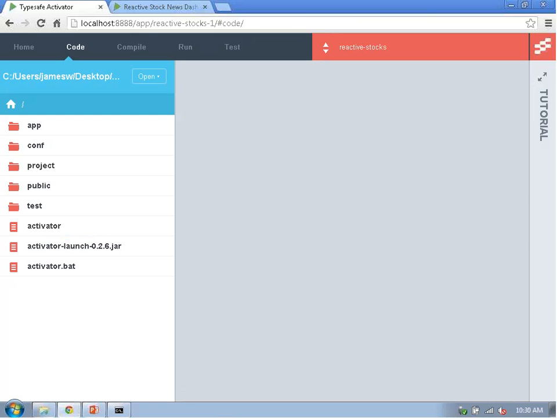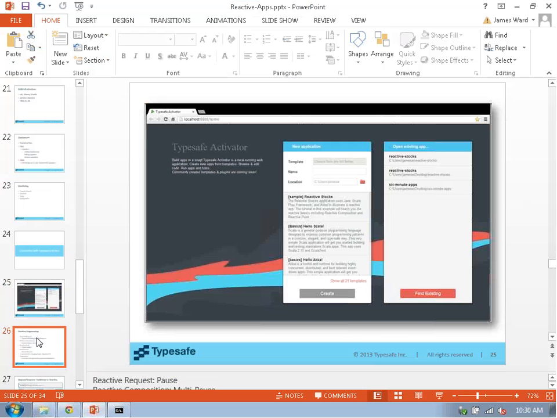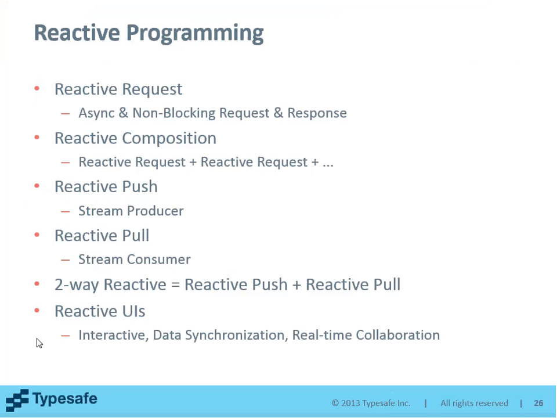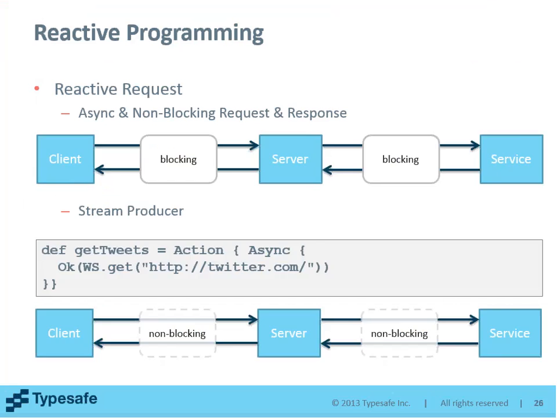So let's take a deeper look into this reactive application and see the different parts of this application that are reactive and how we actually implement reactive in this application. Let me hop back to a couple slides here to help explain this. Reactive programming can be done in a variety of different ways, and there are different types of reactive. So let's start with a reactive request.